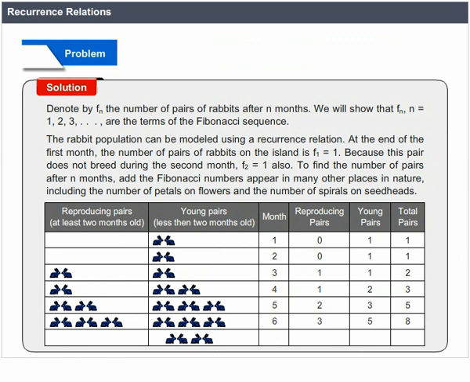Fibonacci numbers appear in many other places in nature, including the number of petals on flowers and the number of spirals on seed heads.